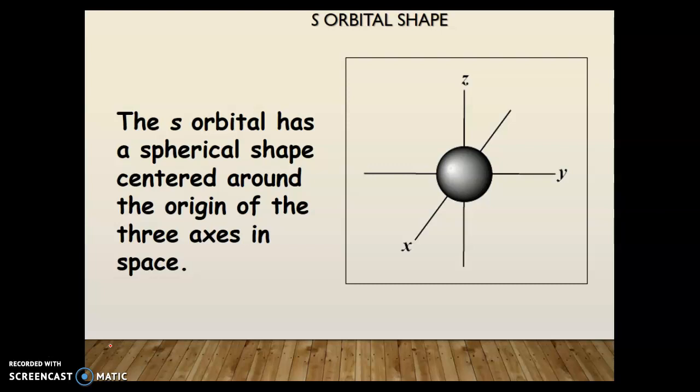I have one orbital in my s subshell. And if you recall, each orbital holds 2 electrons. So here I have 2 electrons total.